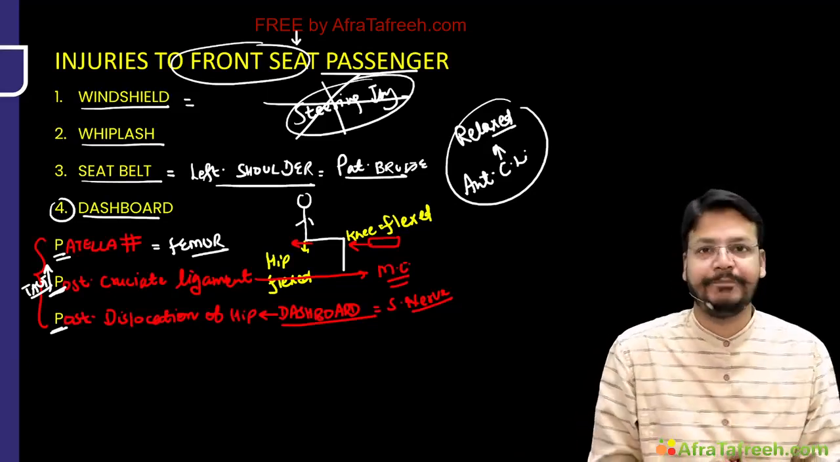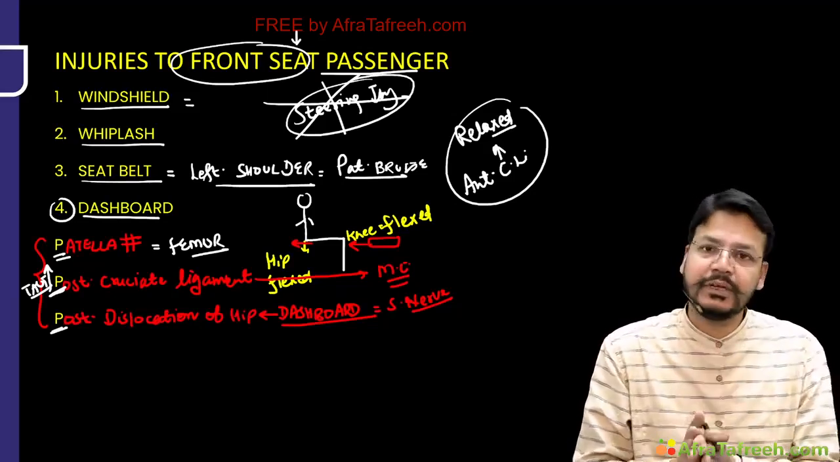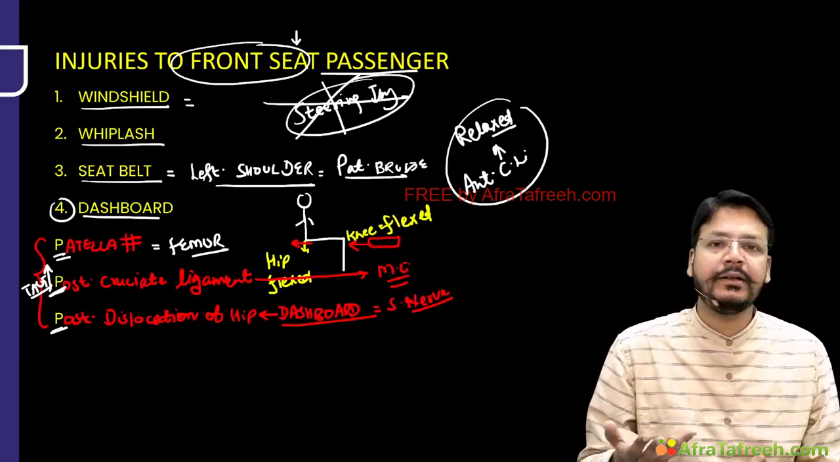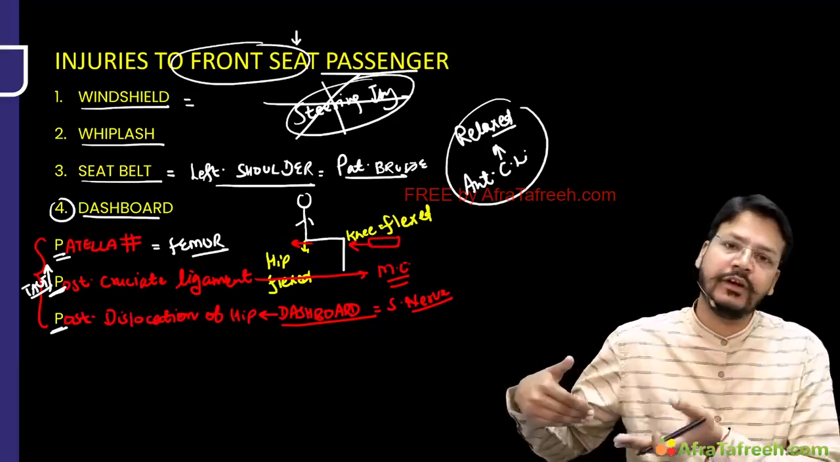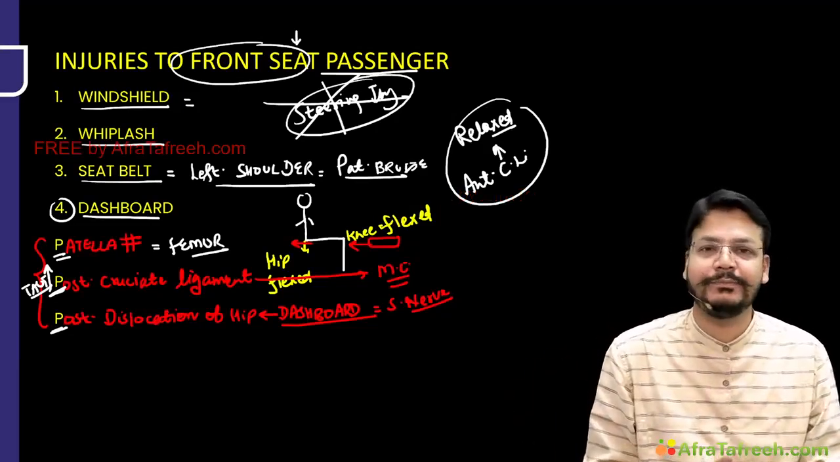What is the most common nerve injured? It's the sciatic nerve. So my dear friend, this is all about it. We discussed the injury of motorcyclist, the injury of pedestrian, injury of the car occupant, injury of driver, injury of the front seat passenger. A very, very important topic. Just go through this. Good luck.